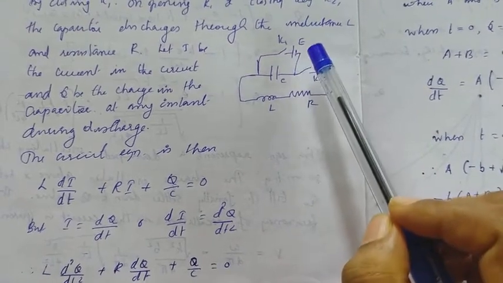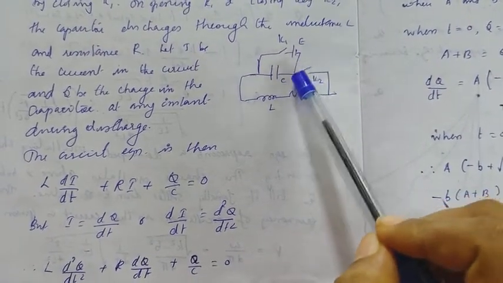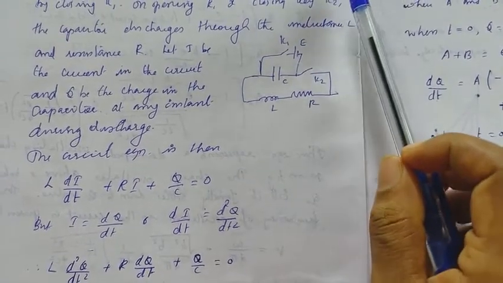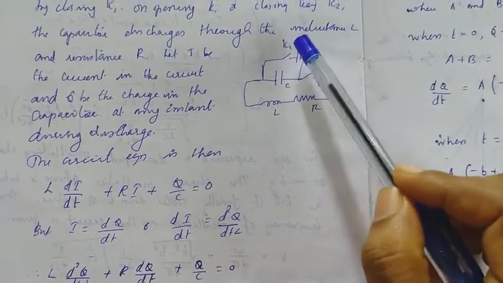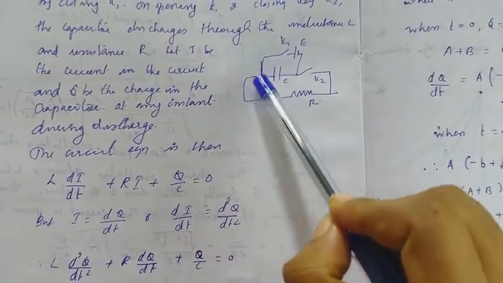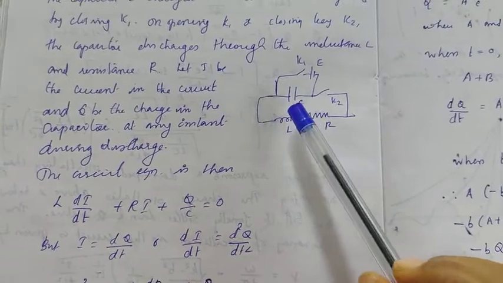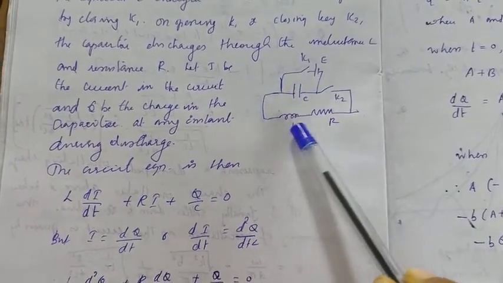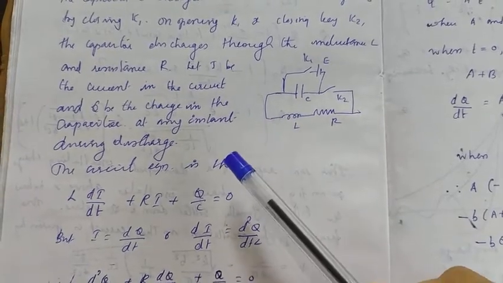In the first step, this key is open and this key is closed, so the capacitor gets charged to a steady state value Q0. Now this key is open and this key is closed, so this circuit will work, this circuit won't work. So the charge on the capacitor will start to discharge through this L and R.